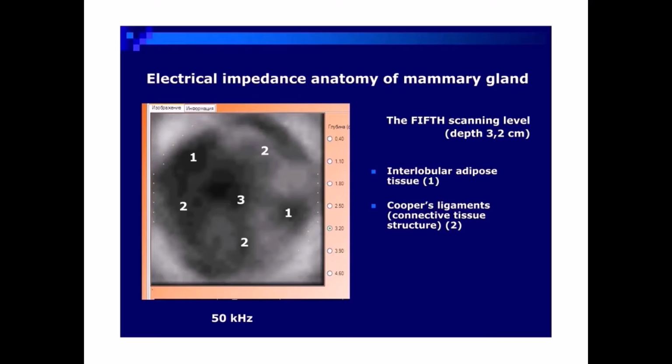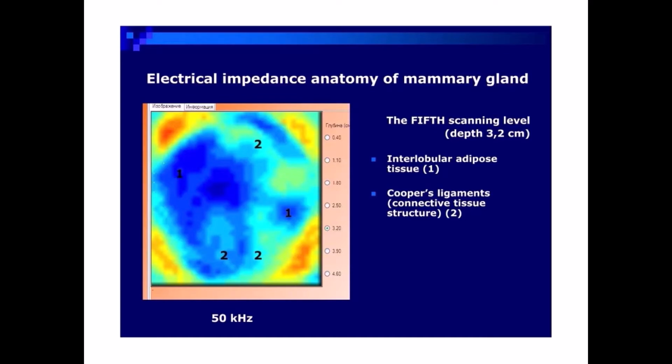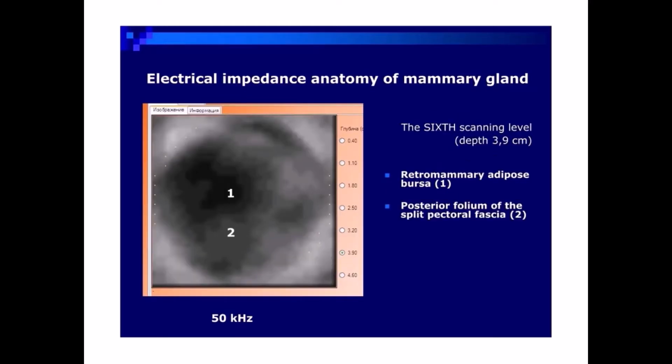50 kHz. Electrical impedance anatomy of the mammary gland. The sixth scanning level, depth 3.9 cm. Retromammary adipose bursa, 1. Posterior folium of the split pectoral fascia, 2.